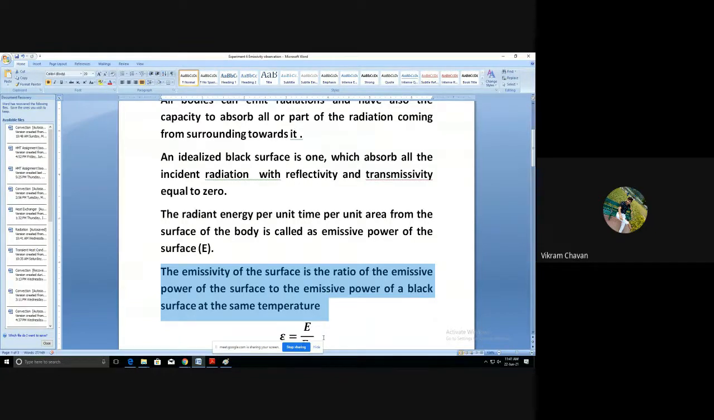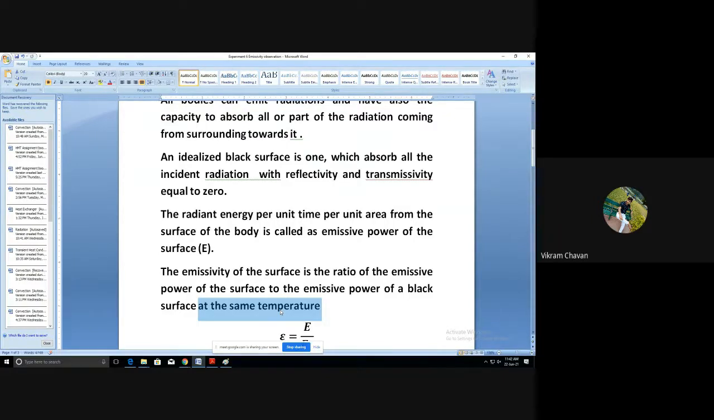Now measurement is more important. How to measure the emissive power, and at what condition we have to consider that this is the emissive power of that particular body. For that reason they have specifically mentioned that both surfaces, the black surface and the gray surface, should be at the same temperature, and they are exchanging the heat in between. So that is the basic condition: both surfaces have the same temperature.